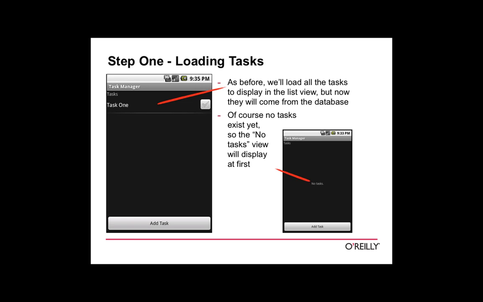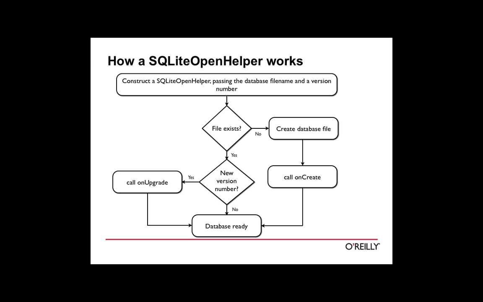So let's talk about what the SQLite Open Helper is going to do to help us there. This is a flowchart that talks about what a SQLite Open Helper will do given a couple different states. When you construct a SQLite Open Helper class, the arguments that it takes are the file name for the database, so you can have a couple different databases in your application, and a version number. The version number helps the SQLite Open Helper decide if anything has changed about the database and if it needs to be upgraded.